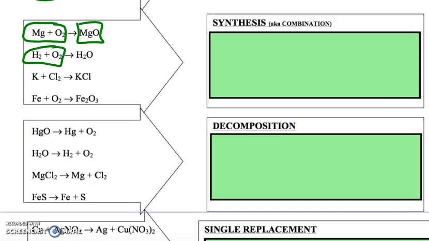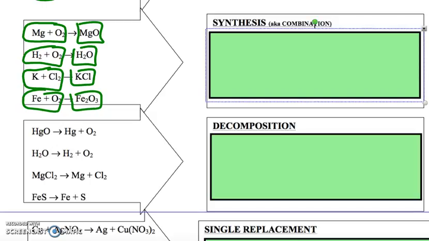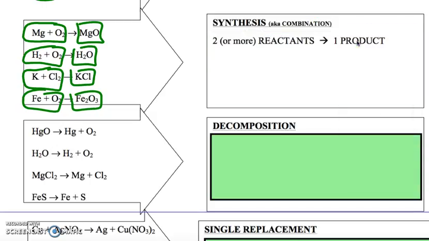2 reactants turning into 1 product. That is the hallmark of a synthesis reaction. So 2 or more reactants turning into 1 product will be categorized as a synthesis reaction.